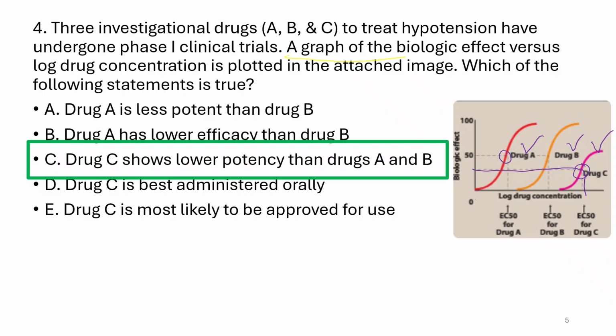You see, for example, this is 0, this is 5, this is 10, this is 15. So at 5 milligrams, it produces 50%. Drug B, 10 milligrams EC50. Drug C, 15 milligrams. So the higher the dose, the lower the potency.